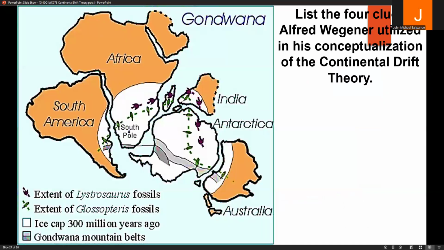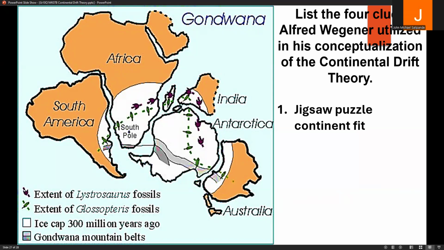Okay? So before we end, let's list the four clues Alfred Wegener utilized in his conceptualization of the continental drift theory. Some of you might be tempted to answer the four legends listed at the bottom left of the picture, but let's analyze them one by one. Using the five continents under Gondwana land, they fit together like a puzzle. So the first one is the jigsaw puzzle continent fit.